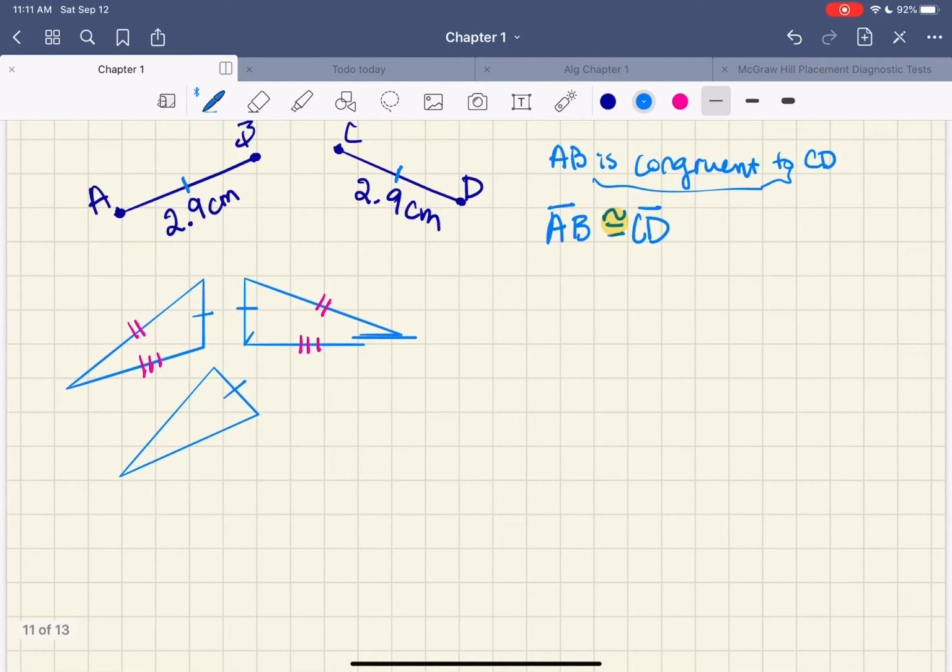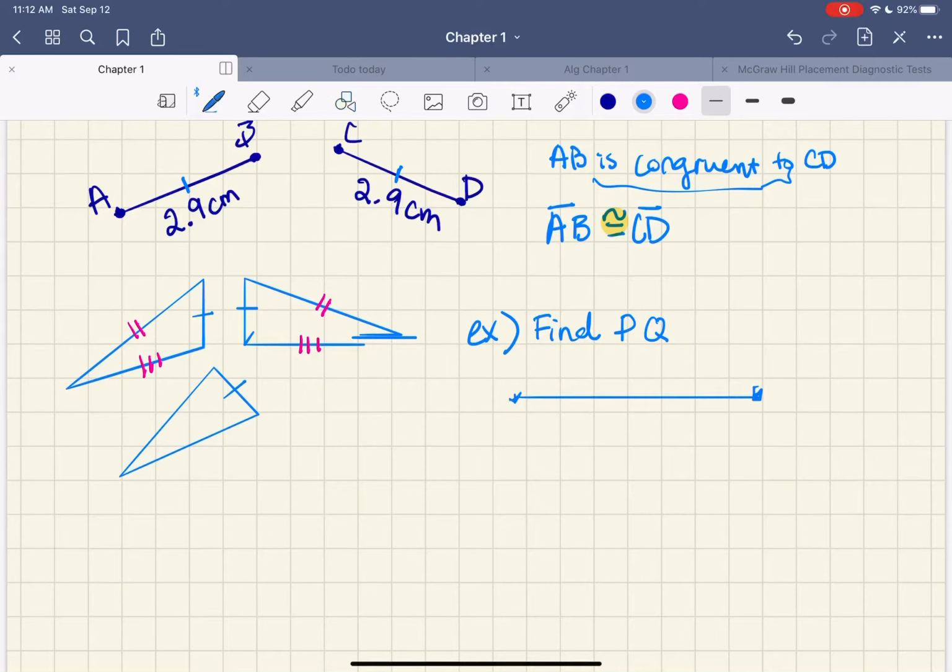Let's look at some ways that we might use this in our homework. We're going to be using it tons and tons as we continue on, but what might this look like when we're talking about betweenness? So what if I told you to find PQ, and I gave you this picture.